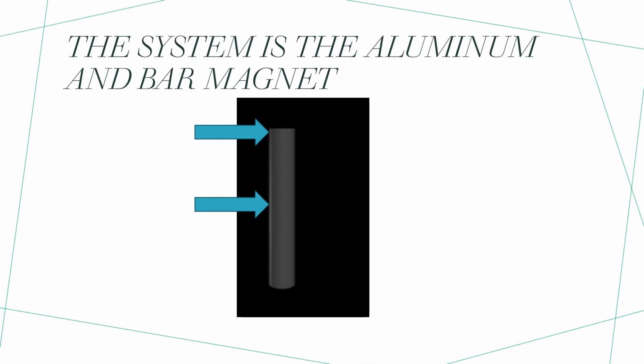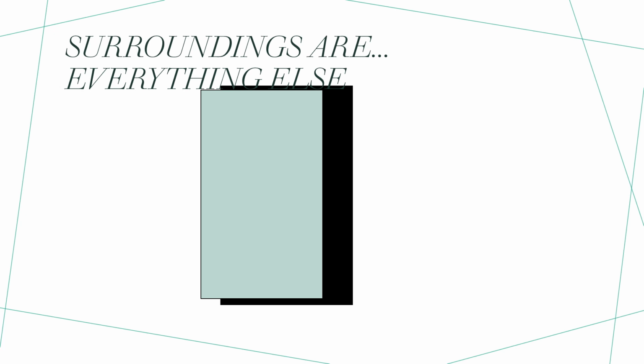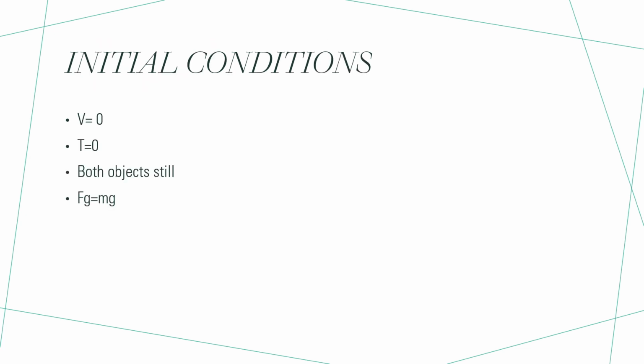The system is the aluminum bar and the bar magnet. Surroundings are everything else. The initial conditions are that velocity is 0 because it's just being dropped, time is 0, both objects are still, and force of gravity is mg.